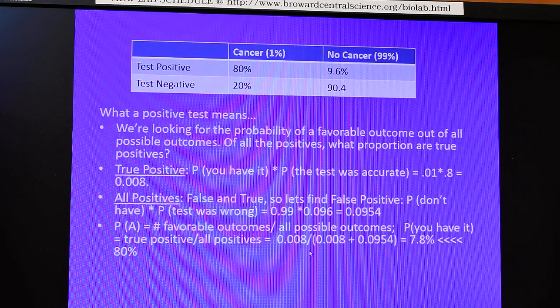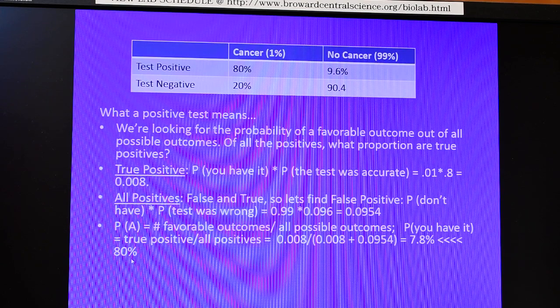So then the probability that you actually have cancer, that's the favorable outcome over all possible outcomes, you would take the product of those 2 divided by the sum of this product plus that product. Anyway, when you work all that out, and this is in the PowerPoint, so I'll let you go ahead and try it on your own, you should get 7.8%. As you can see, this is much less than 80%.